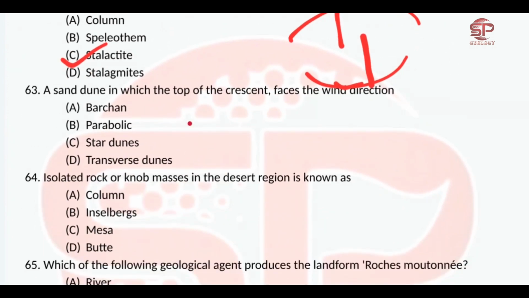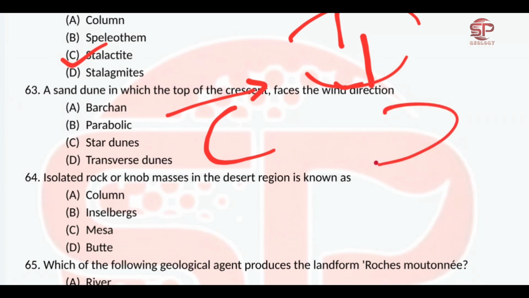A sand dune in which the top of the crescent faces the wind direction. There are two types of crescent dune. One is like this, another is like this. If the top of the crescent faces the wind, it will be barchan. And parabolic, it is opposite. With star dune, it is from a fluctuating current condition. It is star shaped. Transverse dune is a linear dune produced perpendicular to the wind direction.